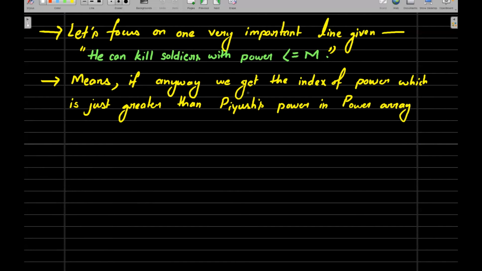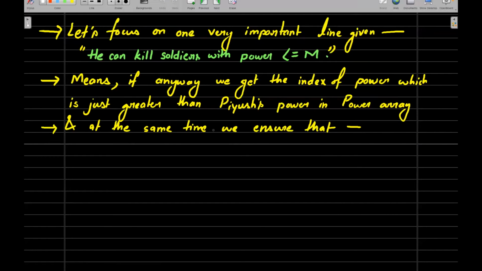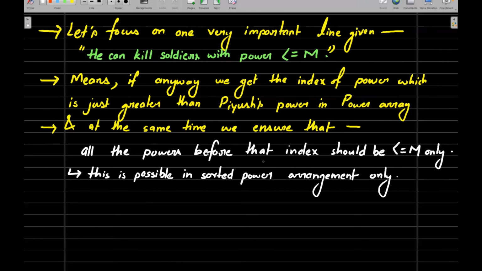Means if any way we get the index of power in the power array which is just greater than Piyush's power, which is just greater than m, and at the same time we ensure that all the powers before that index are less than or equal to m. This is possible only in a sorted arrangement. If we sort the power array, then only it is possible.